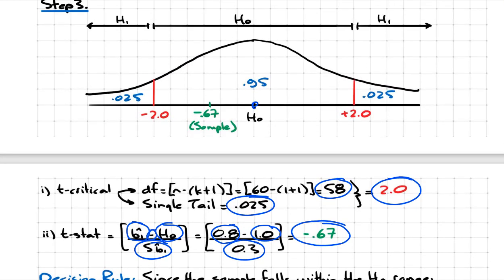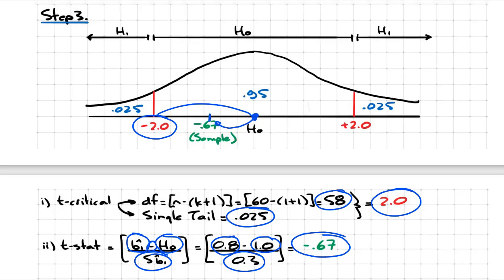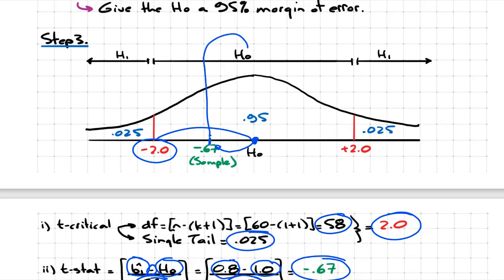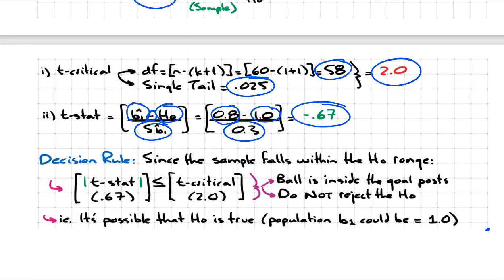So again, we start from the null. Now, if this left goalpost is minus 2 standard errors away, but we're told that the sample is only minus 0.67, that means it deviated a smaller distance away from the null. So the sample would be somewhere there. And then you look up and say, oh, that's null territory. So then you just go ahead with the null.